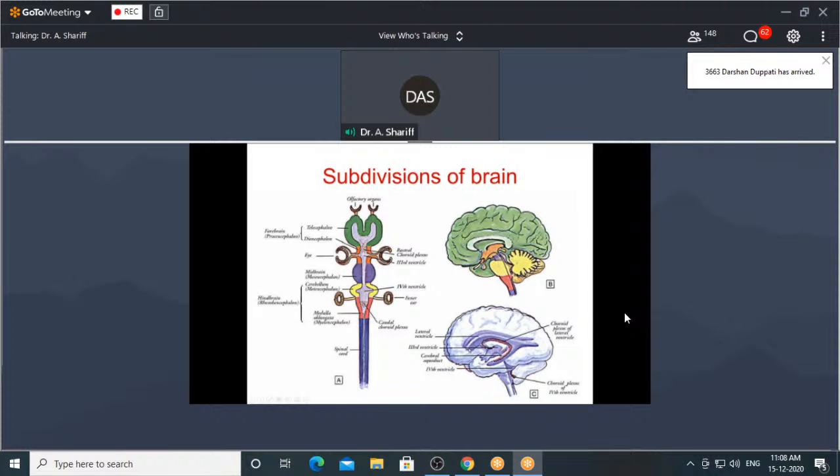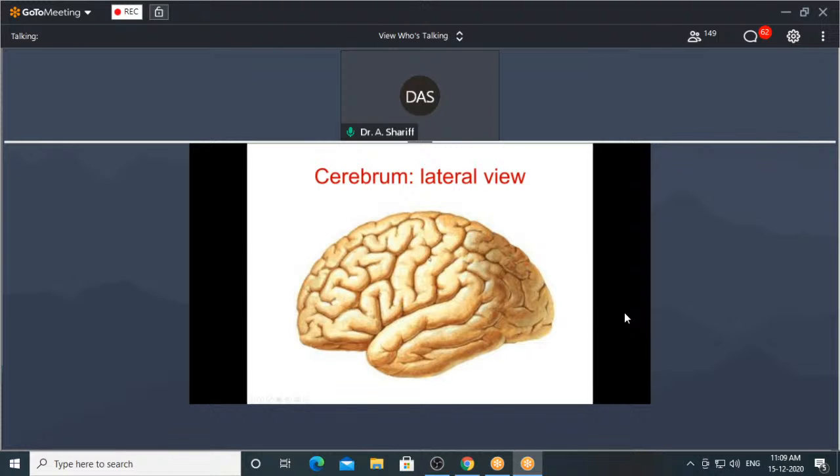The lateral ventricle has anterior horns in the frontal lobe, posterior horns in the occipital lobe, and inferior horns in the temporal lobe. And the lateral ventricles are connected with the third ventricle through the so-called interventricular foramen. This is the roof of the fourth ventricle here.